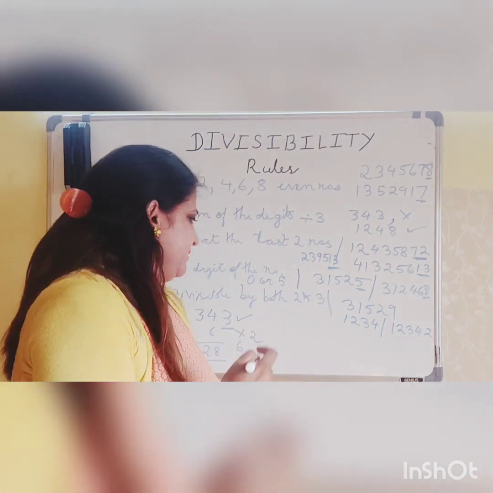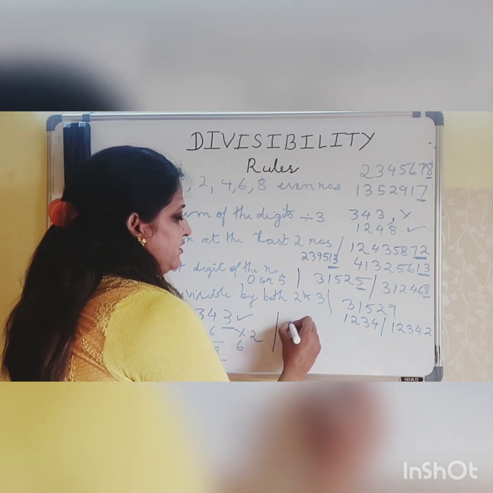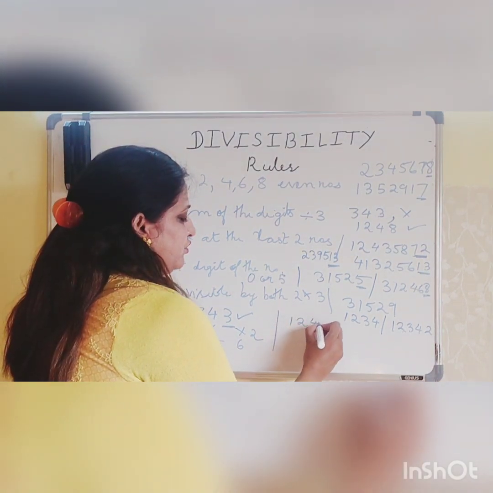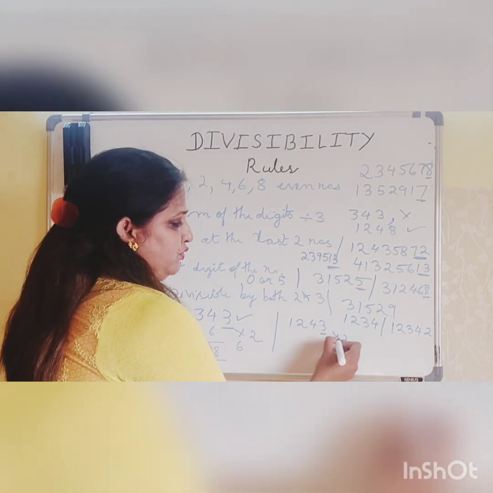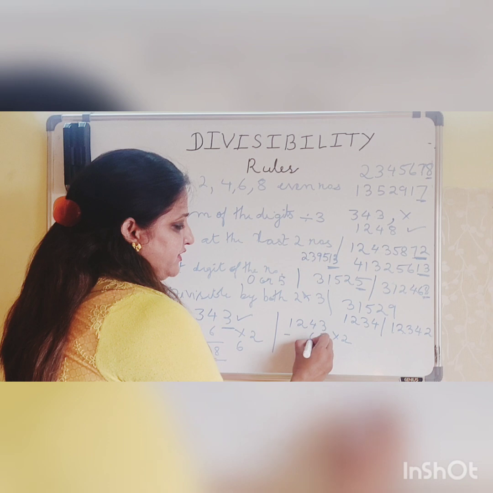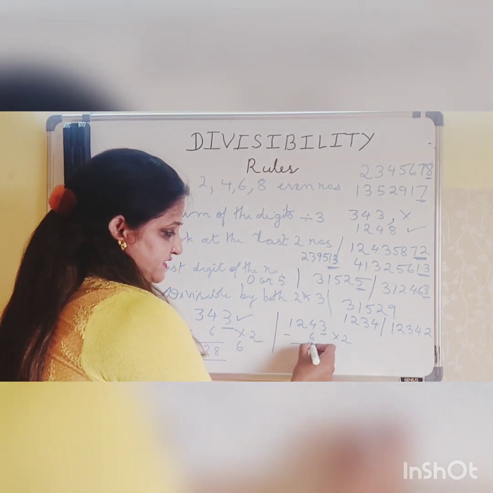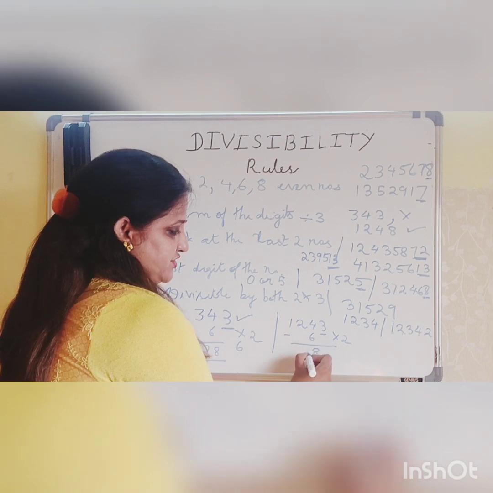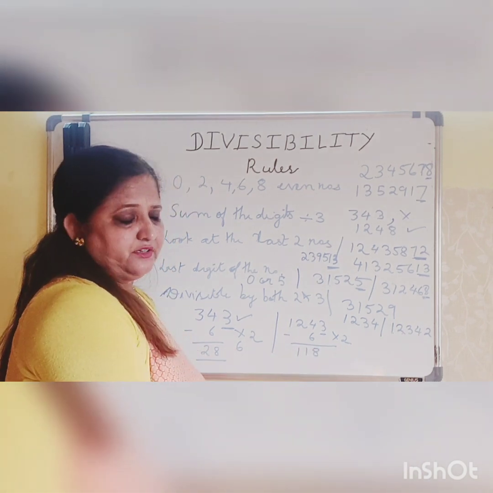Step by step. Let me pick up one example. Suppose the number is 1243. Now what do we do? The units digit is 3, multiply it with 2. 3 times 2 is 6. Subtract it from the remaining part of the number. What do we get? 124 minus 6 gives us 118. The number is still big, so you have to repeat the method.